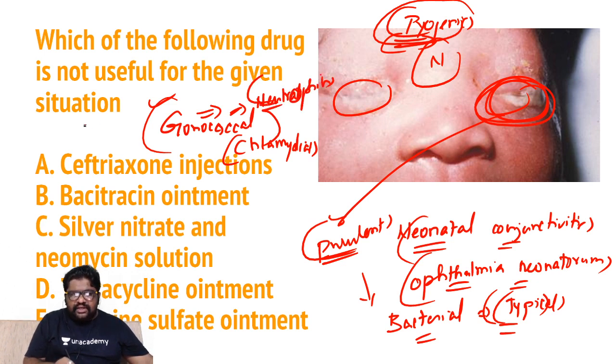So here you understand, ceftriaxone injection can be given. I have seen most of you have given me the right answer, C, and I am telling you why exactly C is the right answer. Ceftriaxone is the drug of choice in case of gonococcal infection.